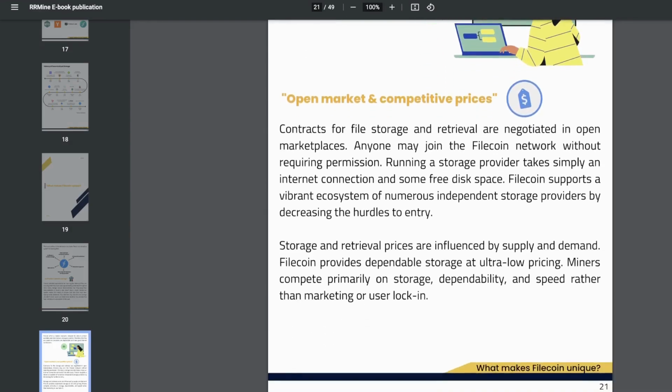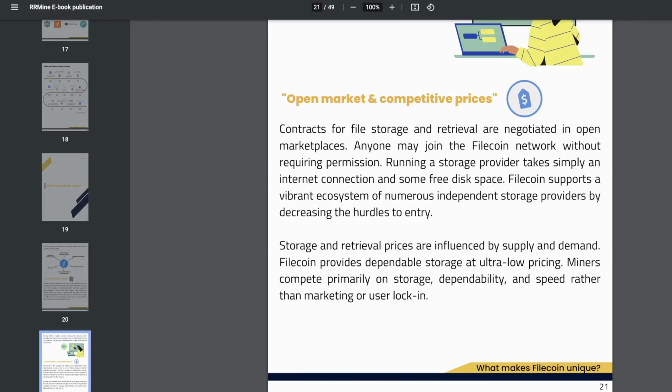Open market and competitive price. Okay, this is the gist. Contracts for file storage and retrieval are negotiated in the open marketplaces. Anyone may join the Filecoin network without requiring permission. Running a storage provider takes simply an internet connection and some free disk space. Basically, you can be a storage provider as long as you've got storage.